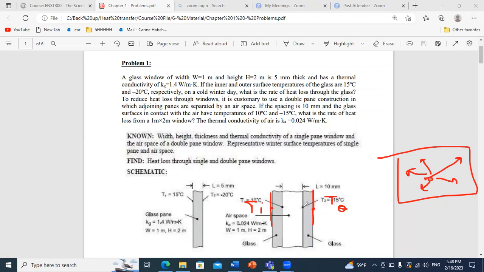It's a steady state case, so we can say that the temperature is linear in each material. Okay, but of course the slope of variation of temperature in glass is different than the slope of temperature in air. Why? Different kappas. Exactly. We have different conductance, K, and we have different thickness also.